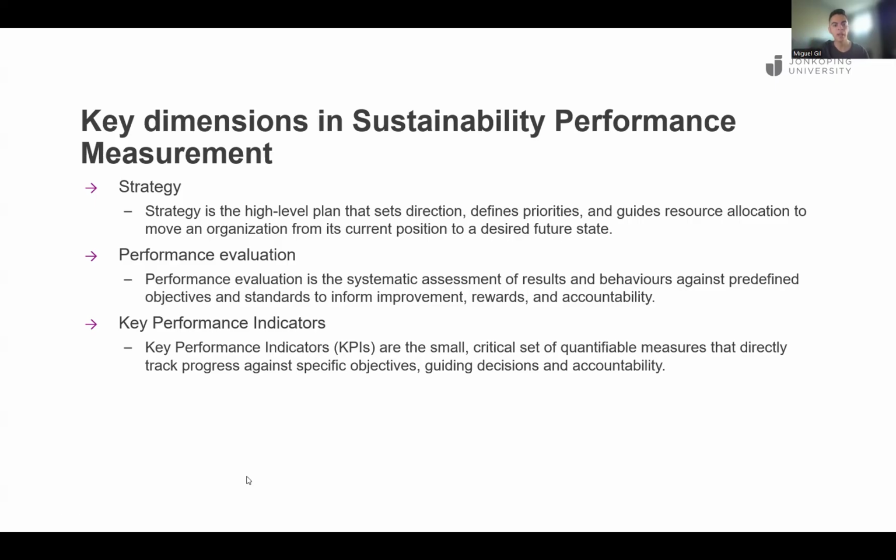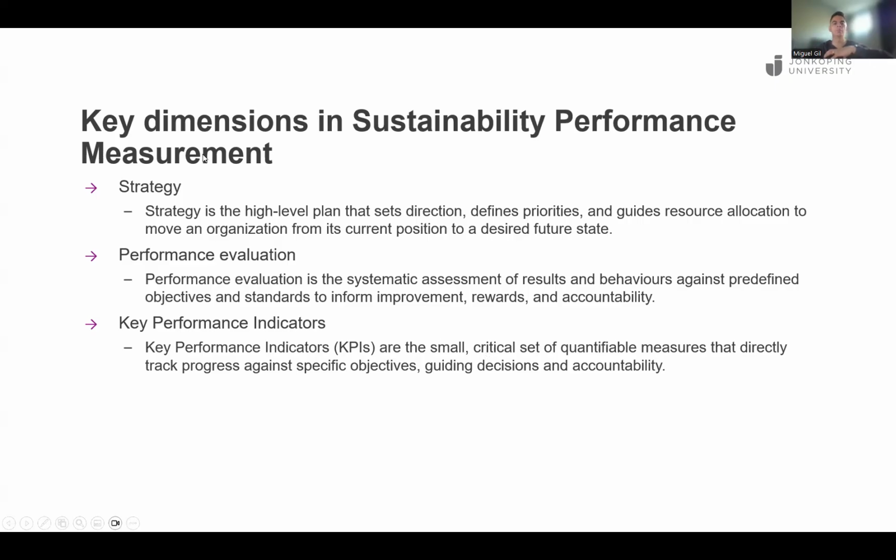And finally, key performance indicators or KPIs are the smallest unit of analysis of performance evaluation, because performance evaluation, again, is the big picture, the whole system to evaluate. But KPIs are the smallest unit. These KPIs are quantifiable objective measures that directly track the progress against a specific objective. So it is the smallest unit, and a combination or a group of these KPIs will then translate into the evaluation we will see later on.